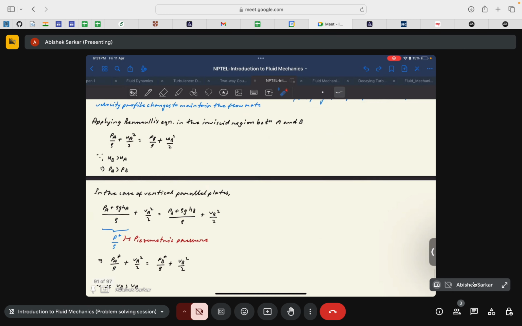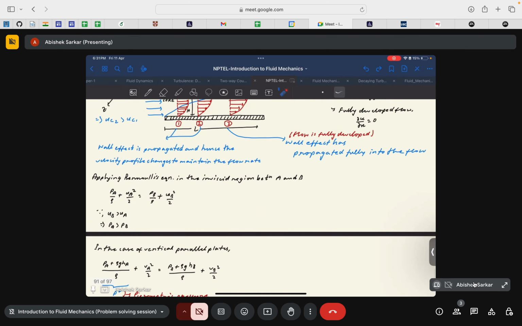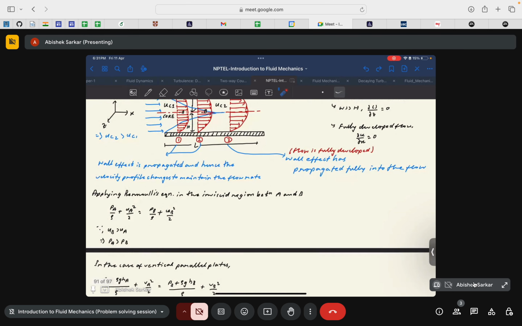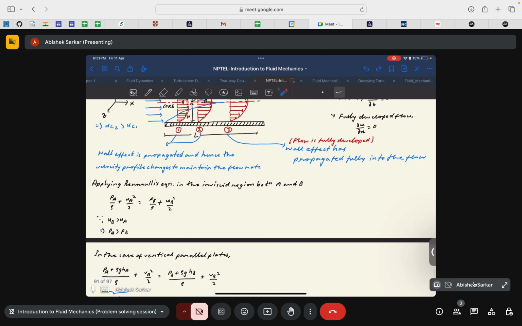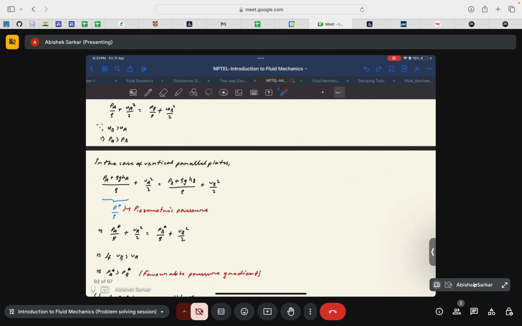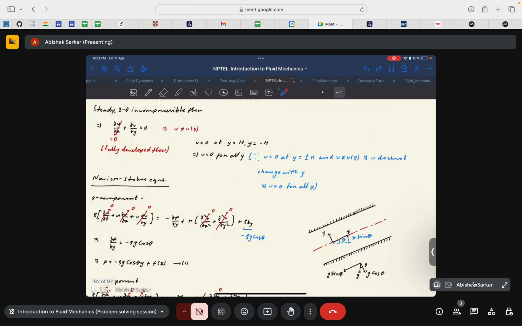So I'll leave this part. It is basically the application of Bernoulli's equation in this inviscid region, because there we can apply it. I'll leave this to you for understanding and for your own exercise. But that's the basic key takeaway.